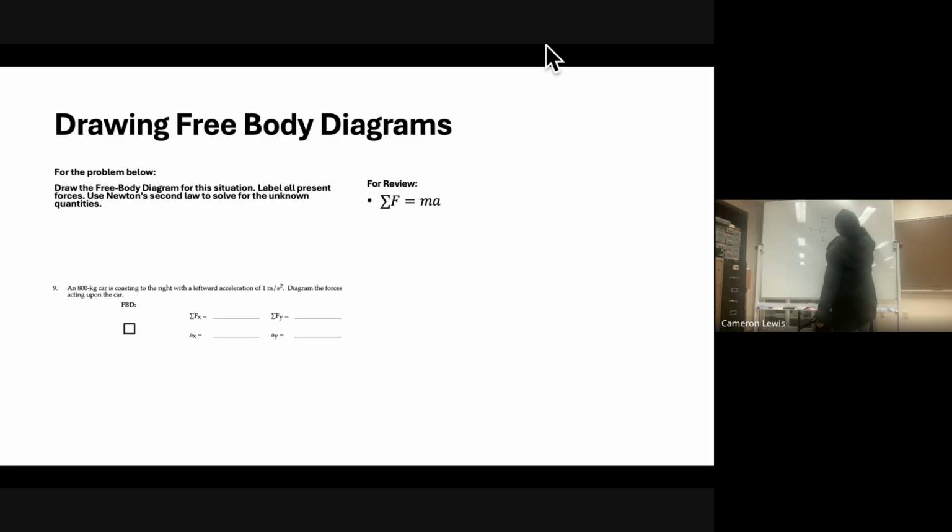Times... so the sum of the forces is how much? 800. There we go. So the sum of the forces, which is really just friction, is equal to how many newtons? 800 newtons. And then the sum of the forces in the y is equal to 0. So now, because the sum of the forces in the y is equal to 0, the acceleration is equal to 0.